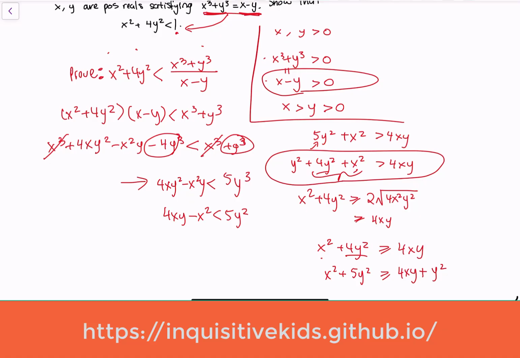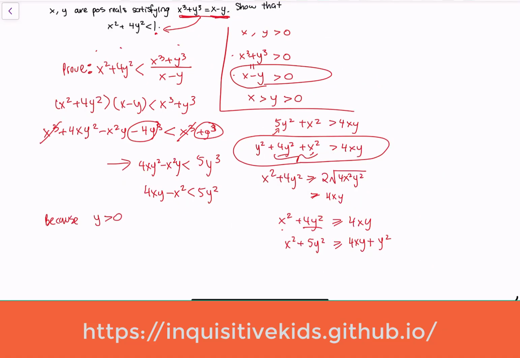And because we know that y is positive, we know that y squared is also positive. It cannot be 0, which means that when we have this inequality, the equality can never hold true because y is always positive. So x squared plus 5y squared will always be more than 4xy. It cannot equal 4xy.